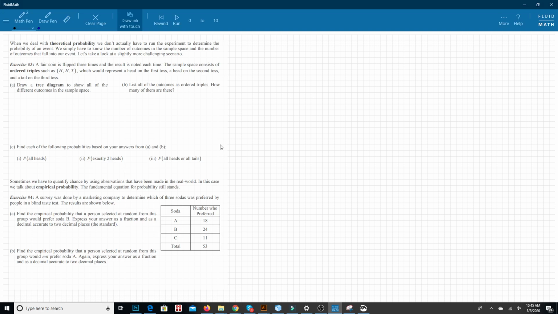It says a fair coin is flipped 3 times, and the result is noted each time. The sample space consists of ordered triples. I know I read this before, guys, but I just want to make sure you understand this. Such as heads, heads, tail, which would represent a head on the first toss, a head on the second toss, and a tail on the third toss, right? Draw a tree diagram to show all the different outcomes in the sample space. So it says a fair coin is tossed 3 times. So let's look at all the sample space.